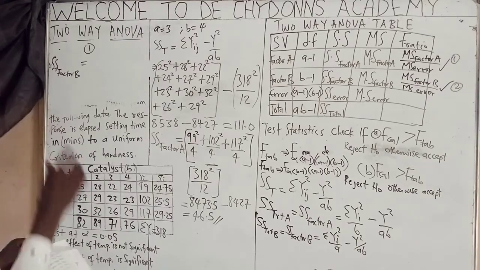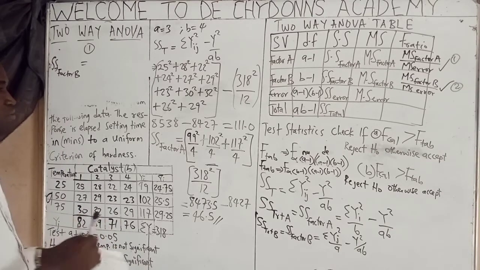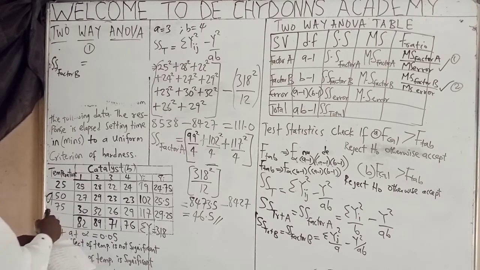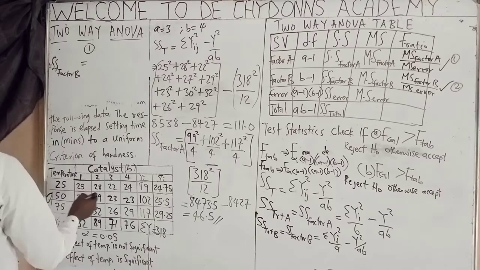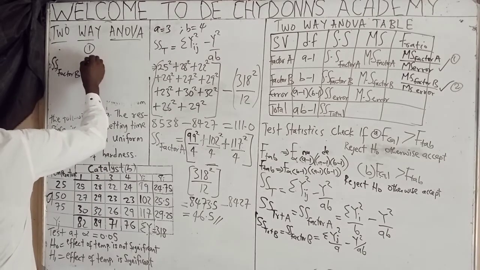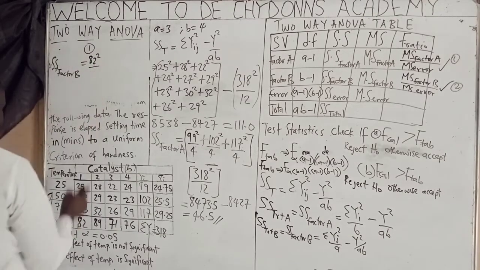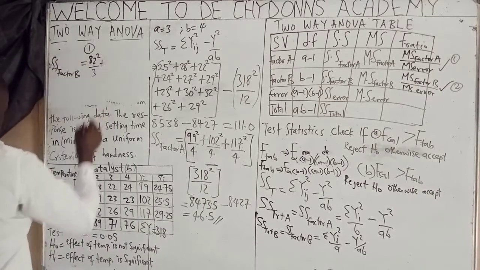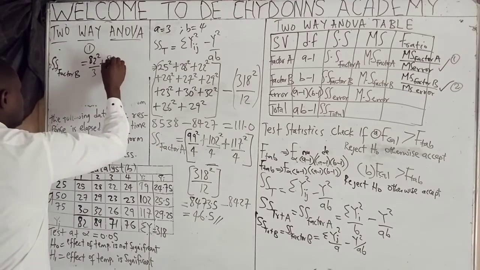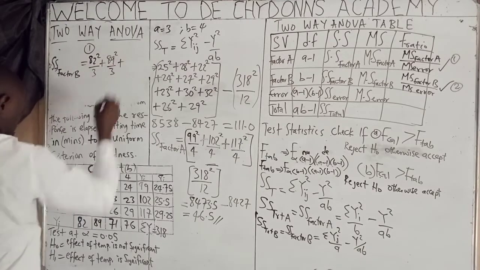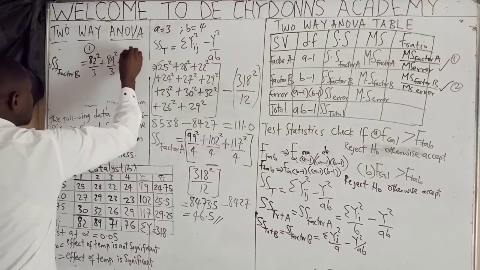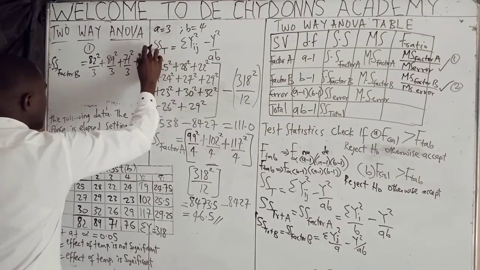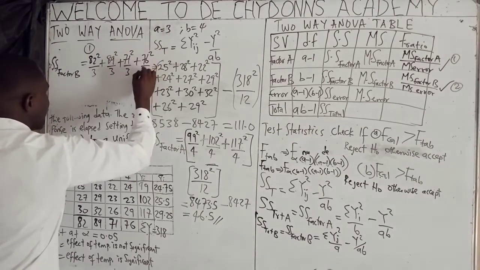That is 82, 89, 71, and 76. So what we now do is we start squaring: 82 squared all over, how many are they? 1, 2, 3, all over 3, plus 89 squared all over 3, plus 71 squared all over 3, plus 76 squared all over 3.